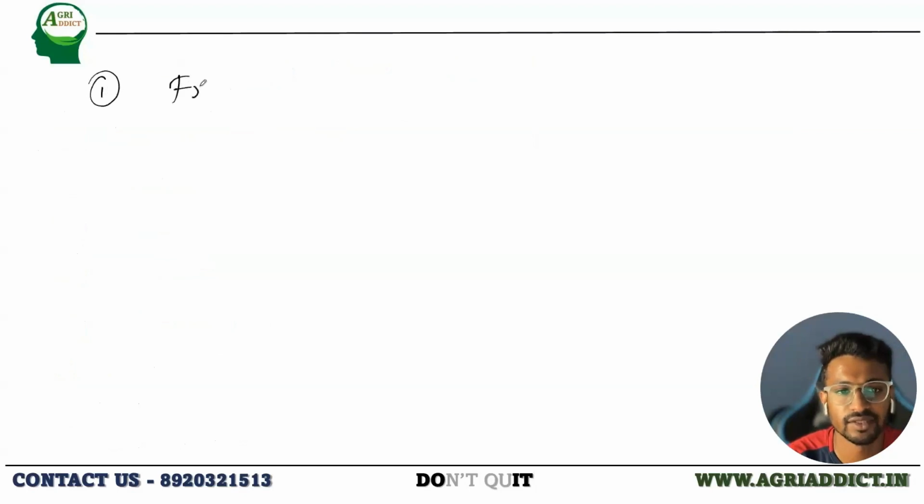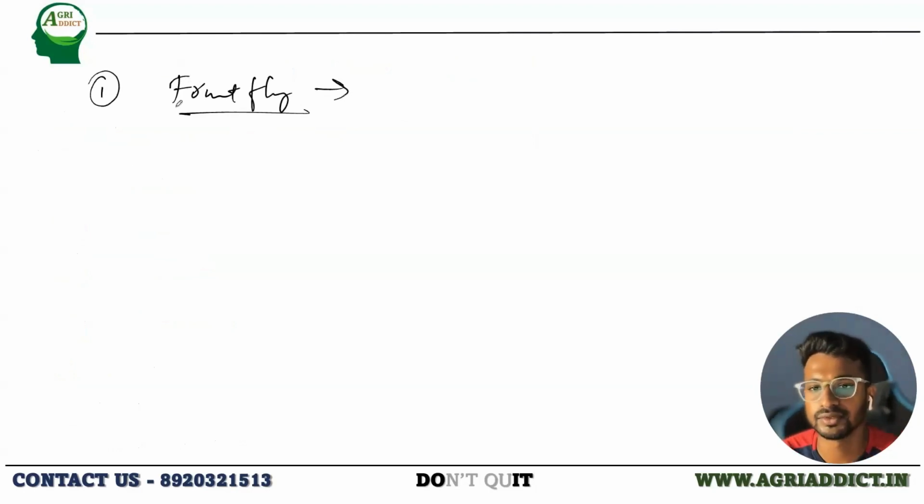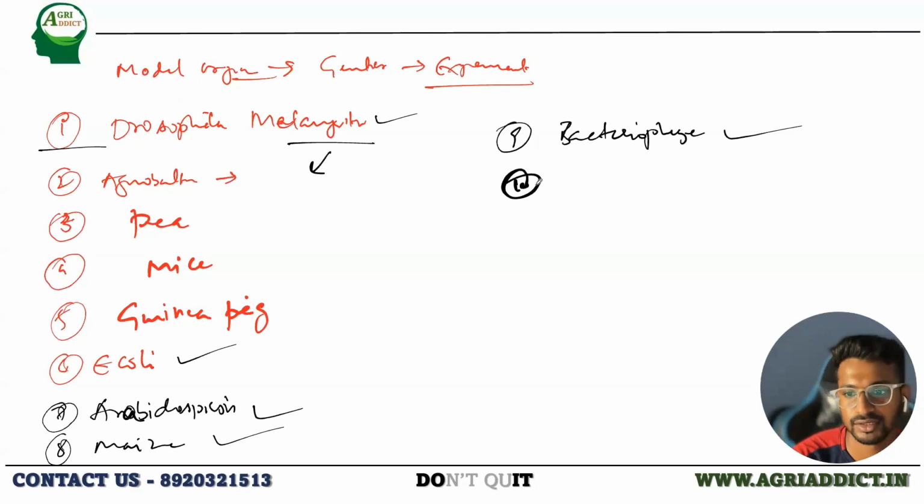Okay, so let us discuss why they are model organisms. We'll start with Drosophila. What is it? It is a fruit fly, right? Why was it a model organism, and what characteristics made it ideal for use as experimental material? Yes, we left another one, which is Neurospora.